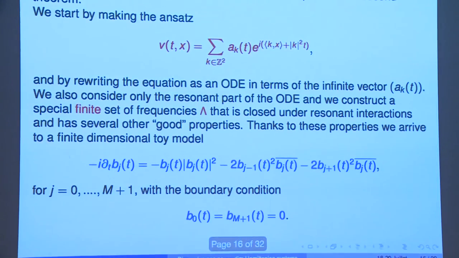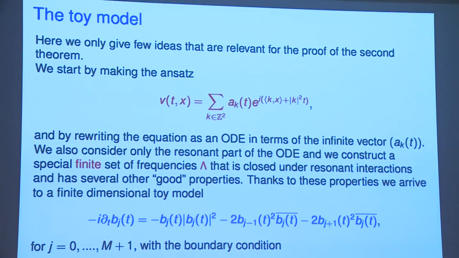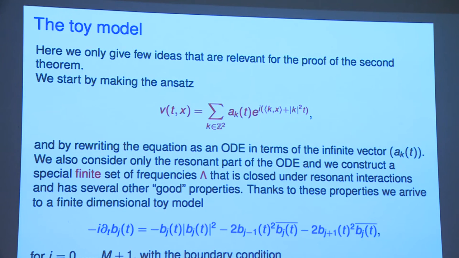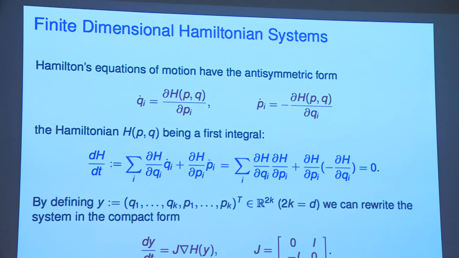Okay, so let me move on and think now of my Schrödinger equation as an infinite dimensional Hamiltonian system. Let's now think of our periodic Schrödinger equation as an infinite dimensional Hamiltonian system. I will tell you in a moment how you do that. But before going to infinite dimension, let's recall a few things that hold in finite dimension.